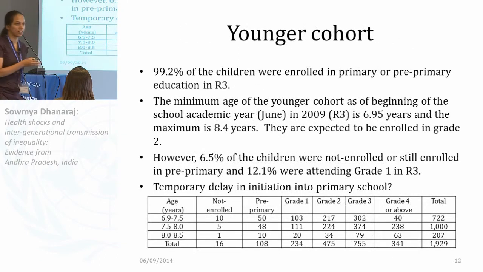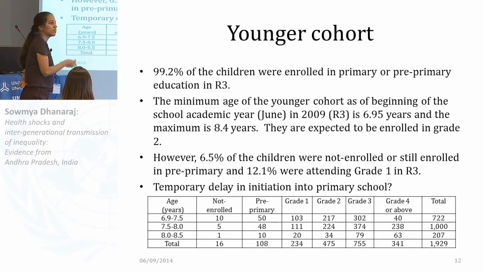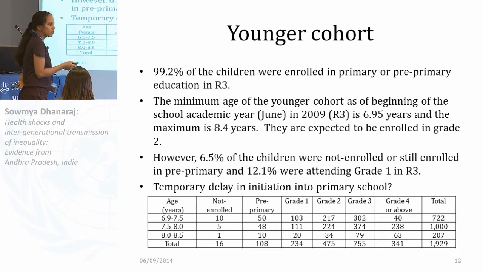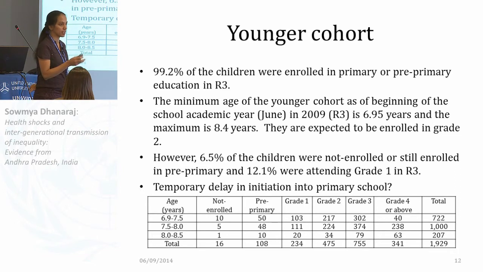Coming to a profile of the younger cohort. These children were 1 year old in 2002, that is in round 1, and they were 8 years old in round 3. So in round 3, when they were 8 years old, 99.2% of the children were enrolled in primary or pre-primary education. But you see that the minimum age of this cohort in the particular academic year is 6.95 years, that is around 7 years, when they are expected to be in grade 2.